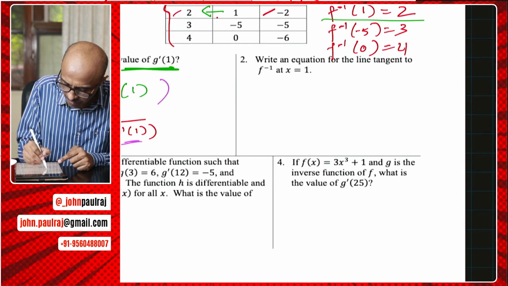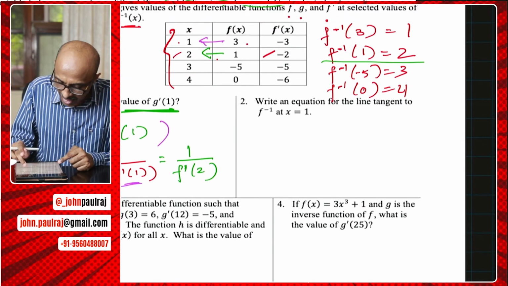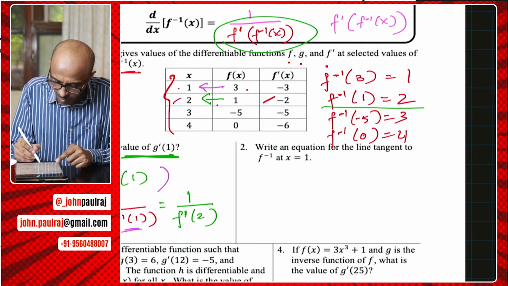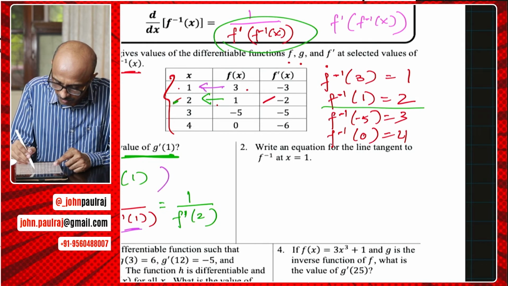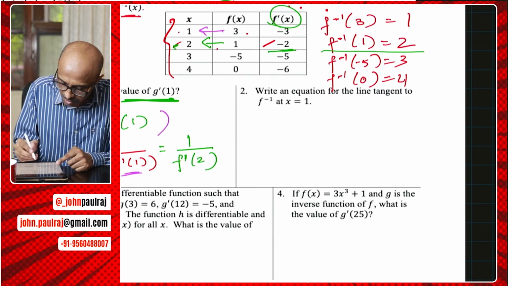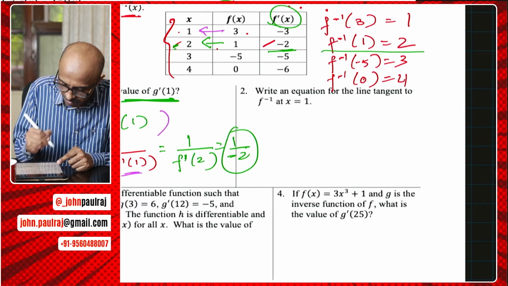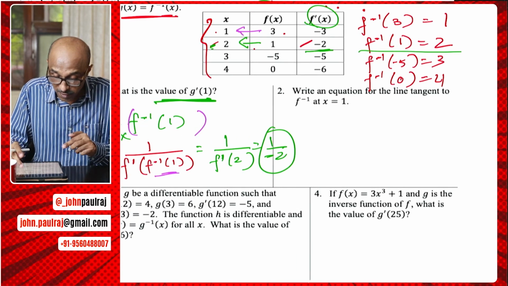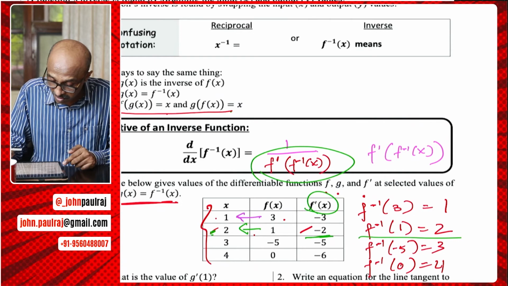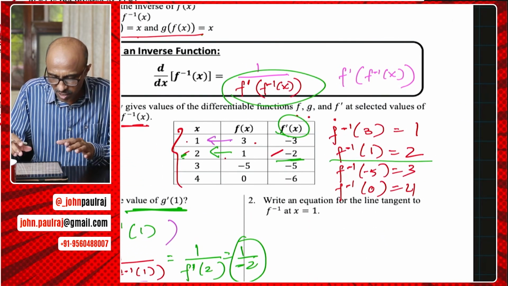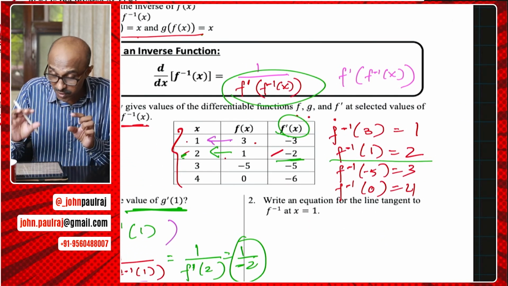So we are literally finding 1 over f prime of 2, and that is again from the table when you read it off. When x is 2, f prime of 2 must be -2. So our final answer should be just 1 over -2. That's how we find the derivative of the inverse using this wonderful formula. And this is applicable only in such situations where you're not actually given the definition of a function.